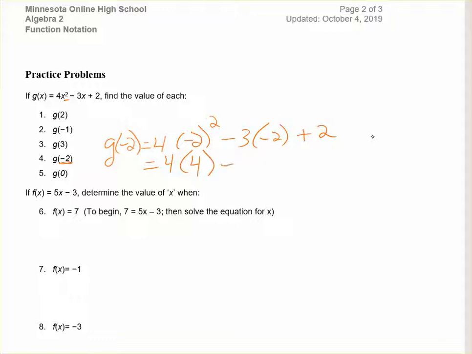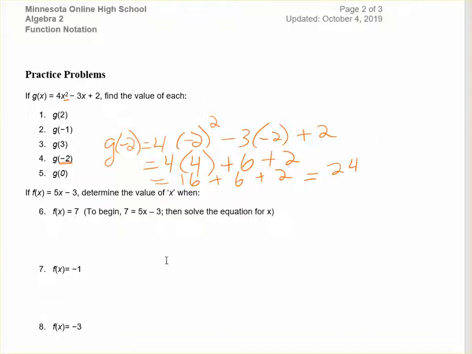Then I have minus 3 times negative 2. So I'd have 3 times negative 2 is negative 6, but I have a minus sign, so that would be a plus 6. And then finally, I can do my multiplication, and then I can do all my adding. 16 plus 6 plus 2. Let's see, 16 plus 6 is 22, plus 2 more is 24. So that was number 4.